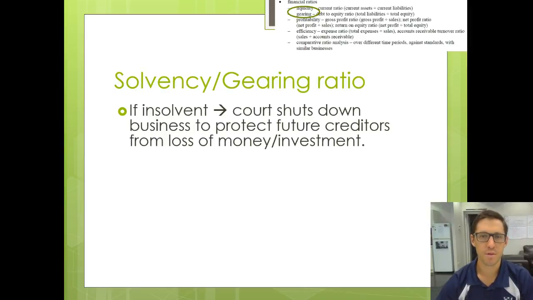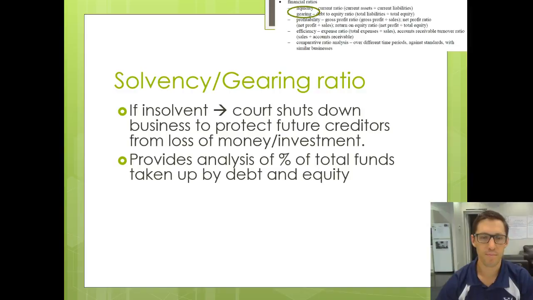Now, in terms of solvency, we've spoken about it before, but if a business becomes insolvent, it will be shut down by the courts, and that's to protect future creditors from any loss of money or investment. So anyone else who might look to lend to that business, or businesses that are already lending to that business, it's trying to protect them to ensure they don't incur any losses or any more losses than they already might have. The ratio provides analysis of the percentage of total funds taken up by debt and equity.